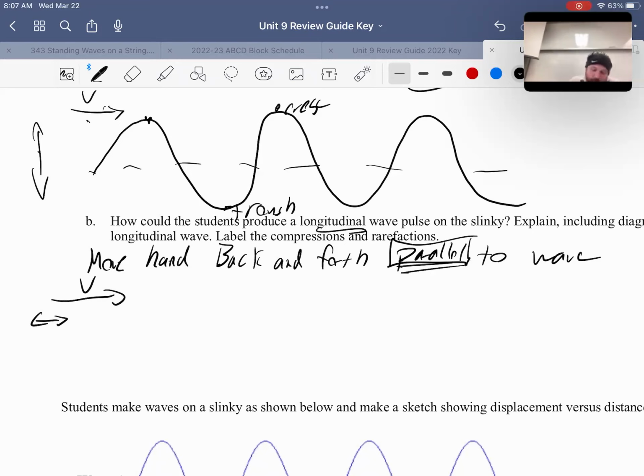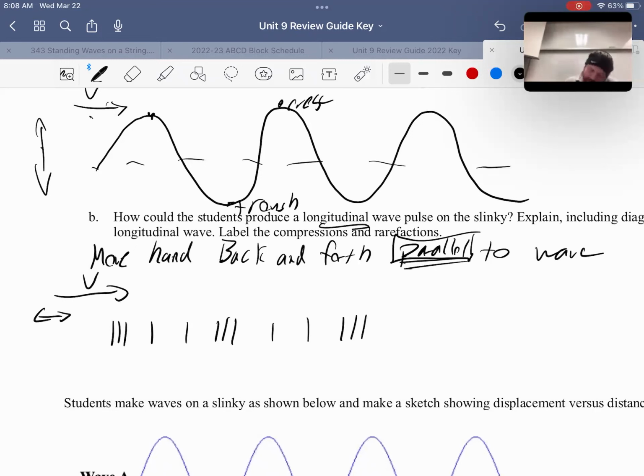So we'll start out with a compression. So I'll put 3 lines right close to each other. And then I'm going to make a rarefaction. A rarefaction is just 2 lines further spread out. Then we'll make 3 lines close together. And then we'll make 2 lines further spread out. And then 3 lines close together. And then 2 lines spread out, right? And then 3 more lines right together. And so that kind of produces this idea of a compression wave.